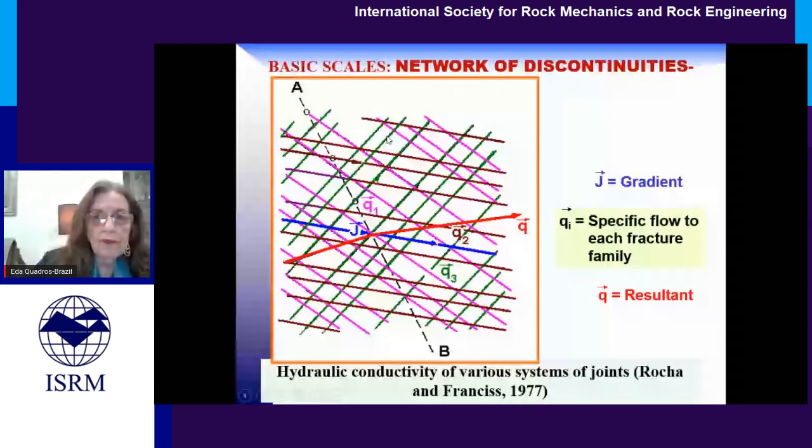In the field, we have a network of discontinuities, as shown here. In this figure, we show three fracture families, where Ki is the specific flow of each fracture family, J is the gradient, and Q is the resultant. Because of the anisotropy, the direction of the resultant is different from the direction of J. If the medium was isotropic, these two vectors would have the same direction.